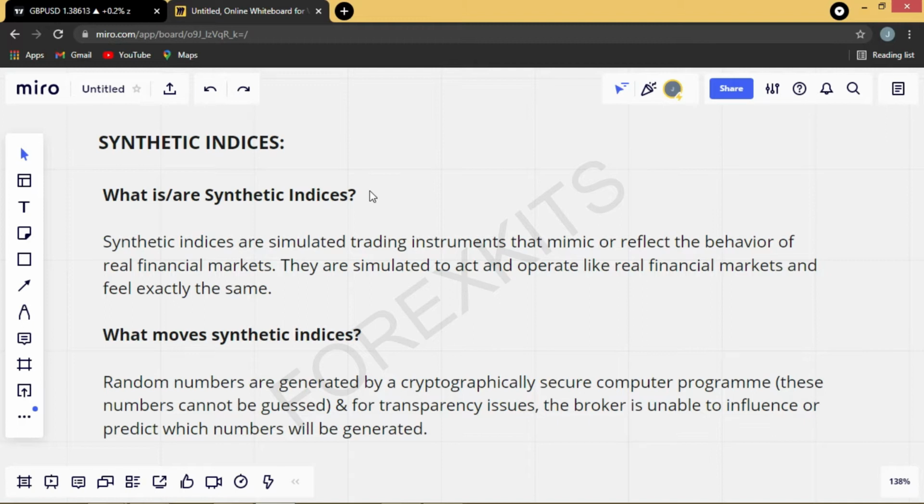Synthetic indices. Before I go in, we've talked about foreign exchange for a really long time, and then we mentioned the whole of financial markets, but we did not talk about synthetic indices. The reason I'm introducing synthetic indices to you guys is because this is an untapped part of the financial market. A lot of people do not realize how much potential is available in the synthetic indices market to make money from. Okay, so synthetic indices are simulated trading instruments.